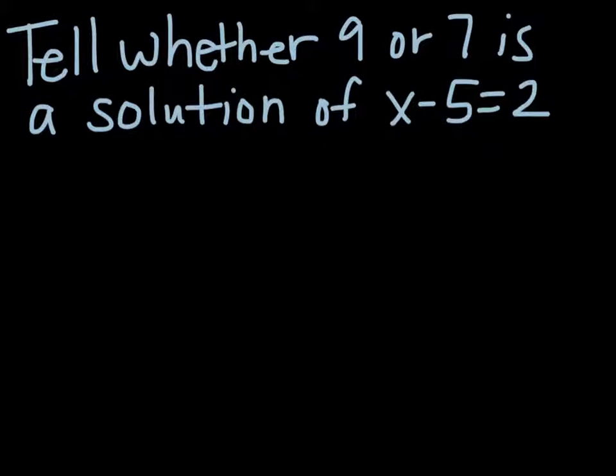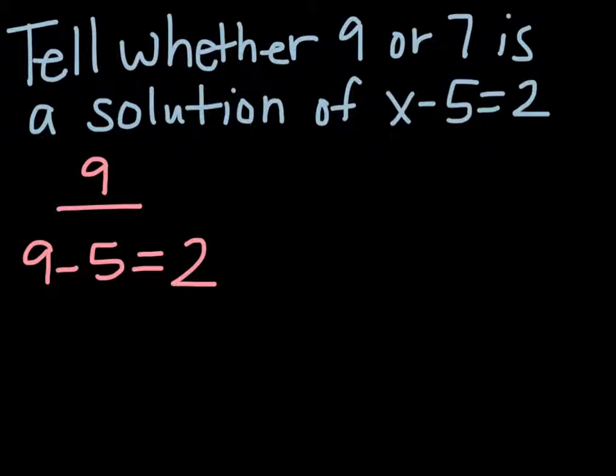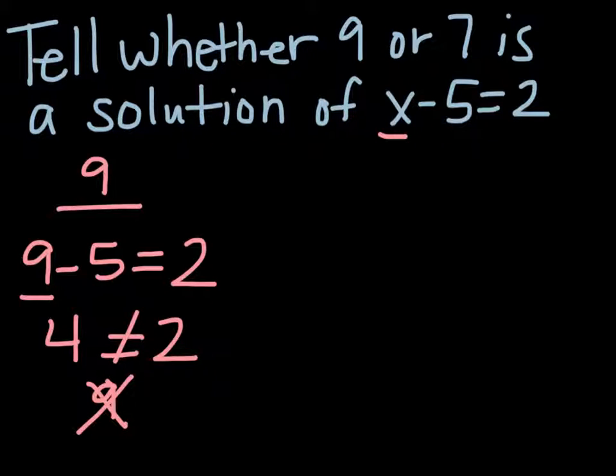In our next examples, we're going to use substitution to check for possible solutions to an equation. We want to find out whether 9 or 7 is a solution of x minus 5 equals 2. So first, let's substitute in 9. 9 minus 5 equals 2. Notice we've just placed 9 in for x. Well, does 9 minus 5 equal 2? No. 4 is not equal to 2. So 9 is not the solution.